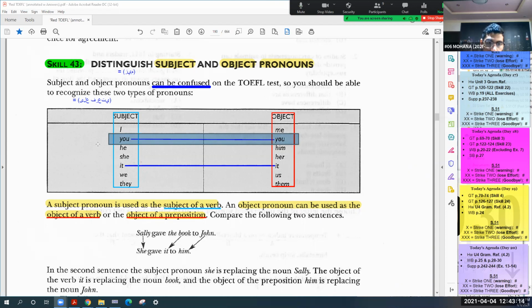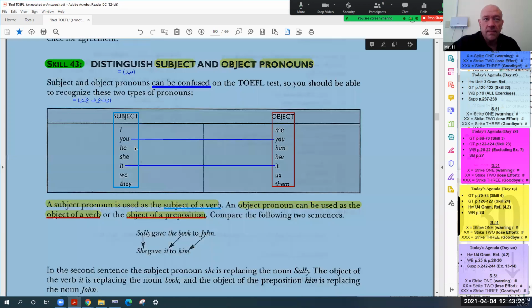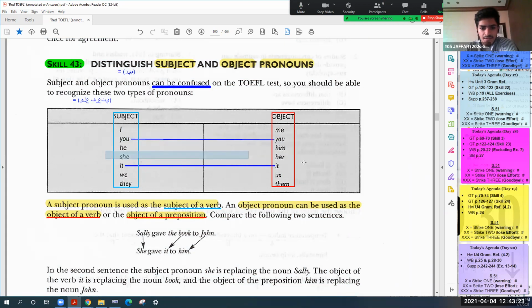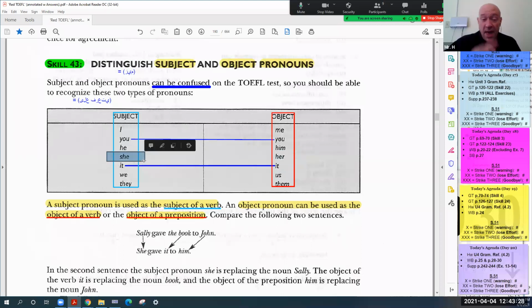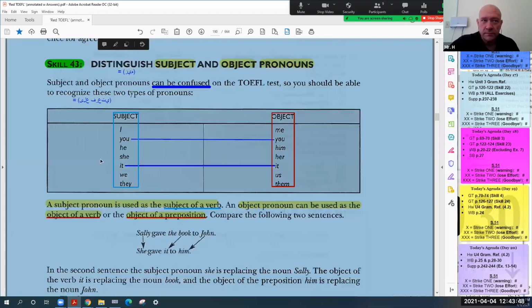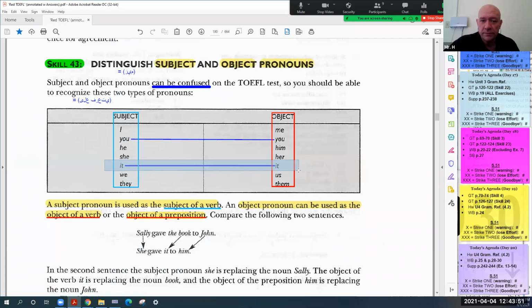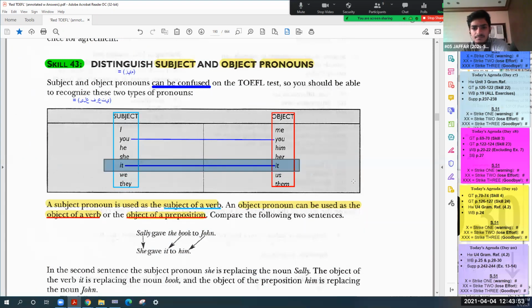All right, do another one, Mohana. He, and him is the object. Yeah, good. And then Jafar. She, and her is the object. Can I put this one after a preposition? No. For example, to she or from she? No. To her, from her, with her. Okay. And then do another one. It, also it. The object is it.